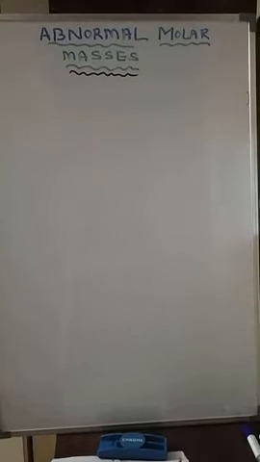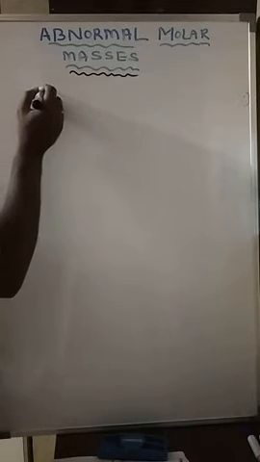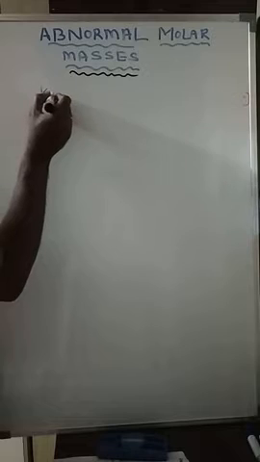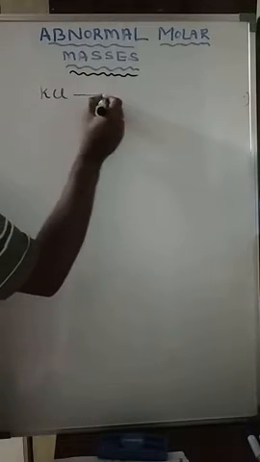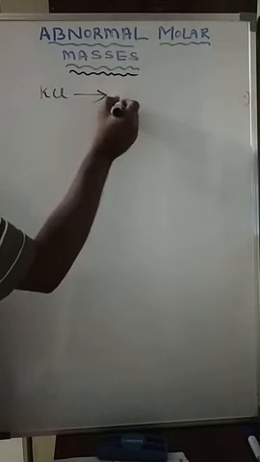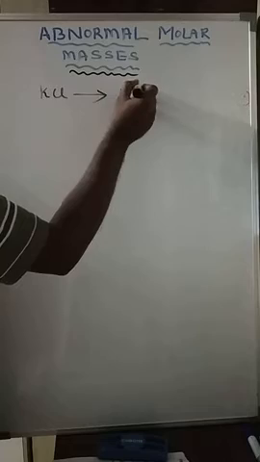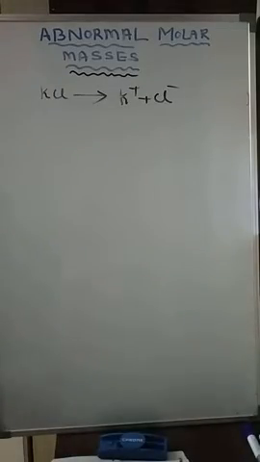My dear students, today we are going to discuss abnormal molar masses of electrolytic solutions. For example, take one electrolytic solution: potassium chloride is dissolved in water and dissociates into K+ and Cl-.